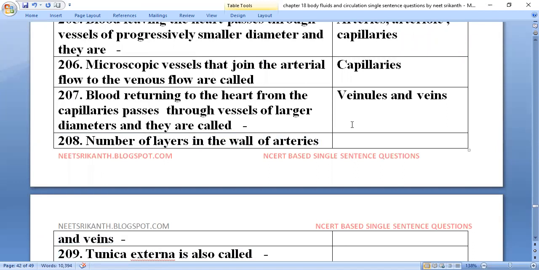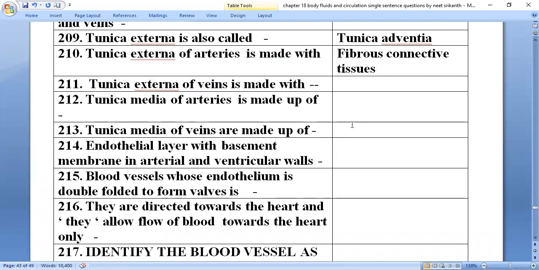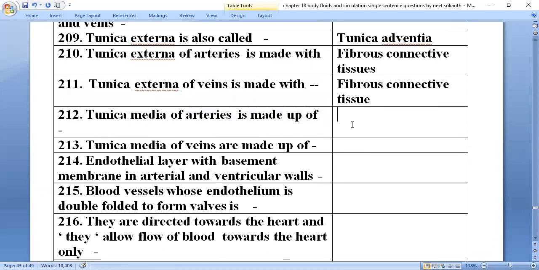The number of layers in the wall of arteries and veins is 3. Tunica externa is also called tunica adventitia. The tunica externa of arteries is made of fibrous connective tissue which contains collagen fibers. Veins are also the same. Additionally, in arteries you will find elastin fiber, which gives elasticity to the arteries, but both have fibrous connective tissue. The tunica media of both arteries and veins is made up of smooth muscles.